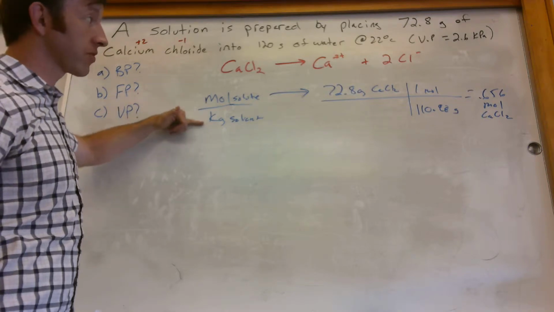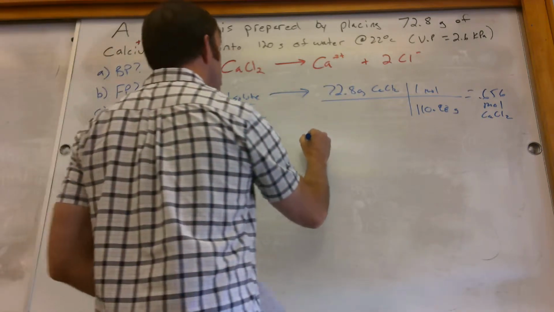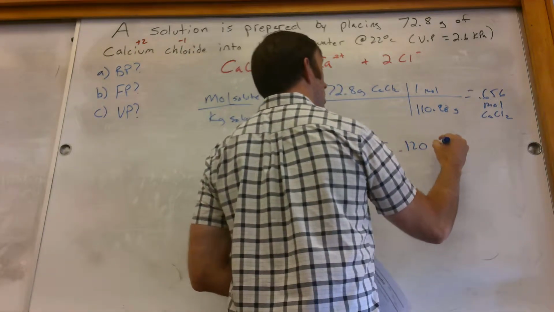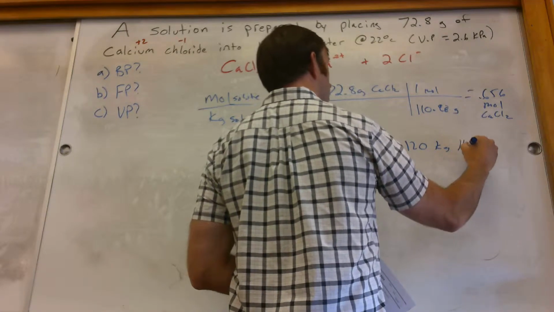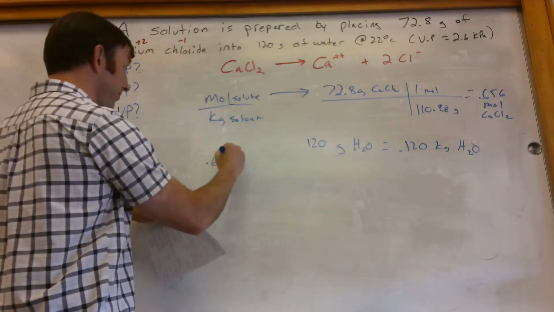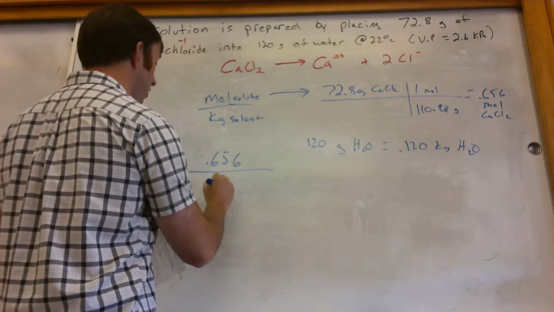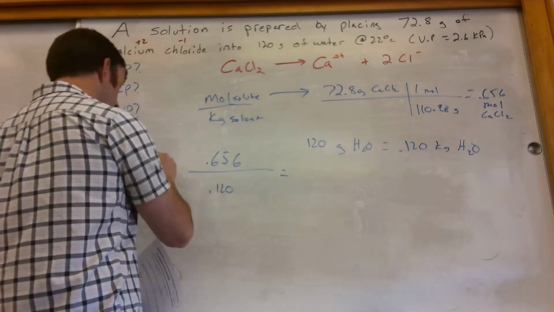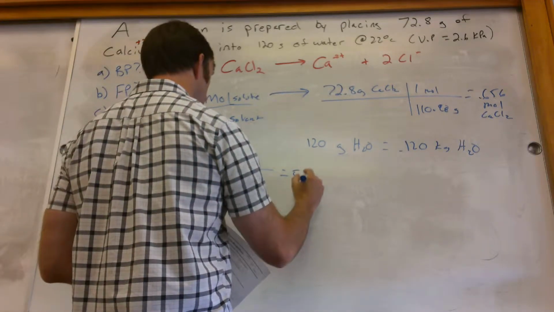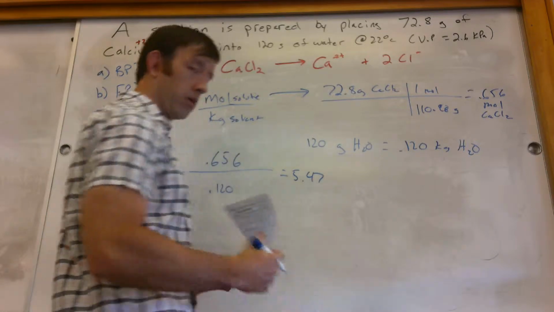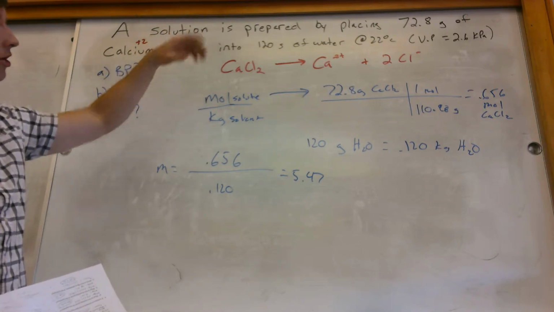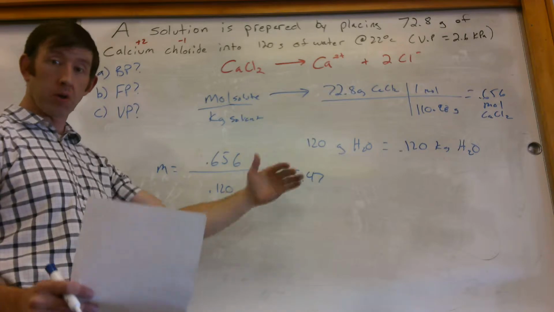Now I need to solve for kilograms of solvent, which is really easy. I've got 120 grams of water, and that equals 0.120 kilograms of water. All right, so now to solve for my molality, I'm just going to go 0.656 over 0.120, and my molality will come out to 5.47. All right, so the concentration of calcium chloride in solution here is 5.47 moles per kilogram of water.